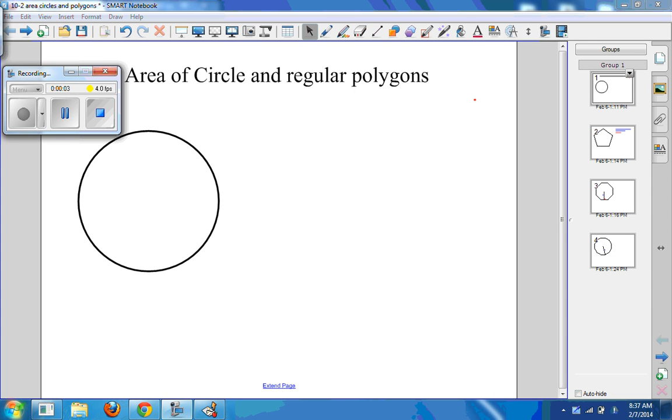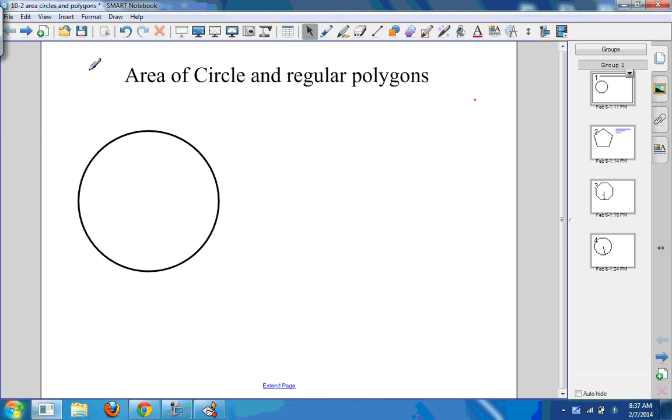Hello, geometry class. We're going to keep working on the area of some figures. The first figure we have today is a circle. Now, the circle you guys have been looking at for a long time now, since middle school, the area of it, so it should be pretty easy. Our circle, the area, is equal to pi times the radius squared.